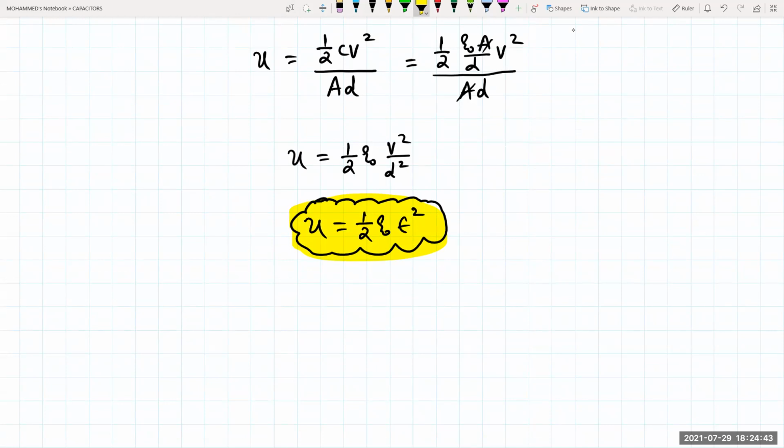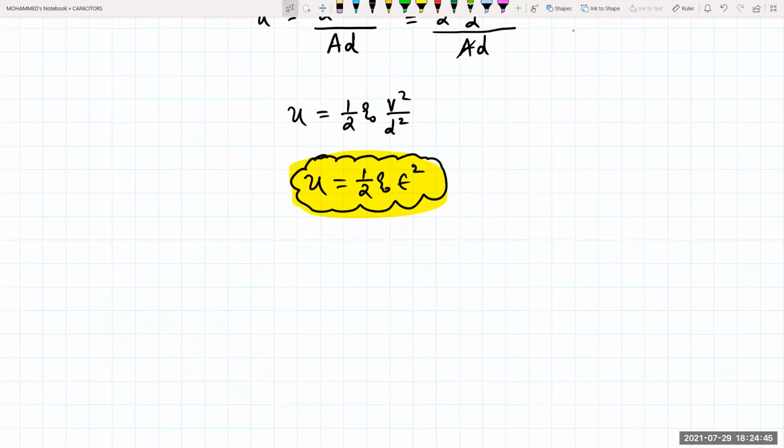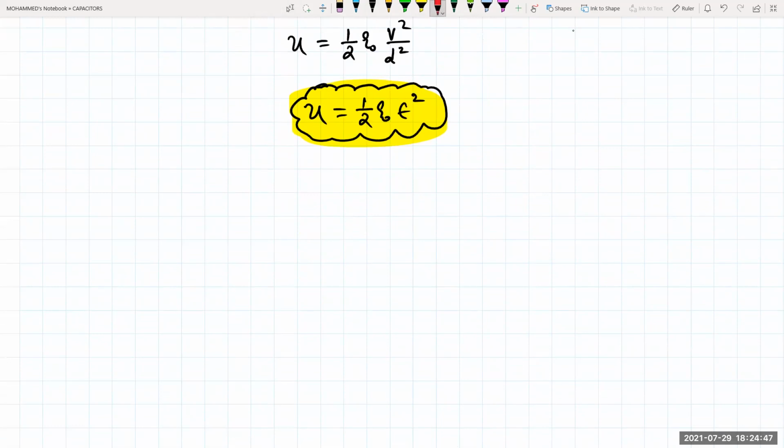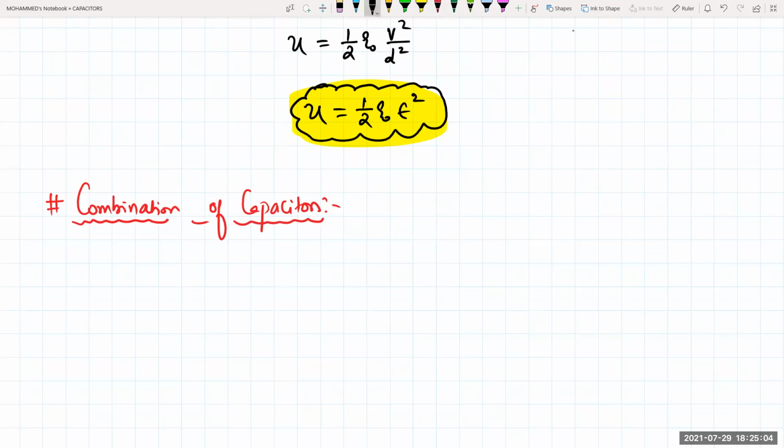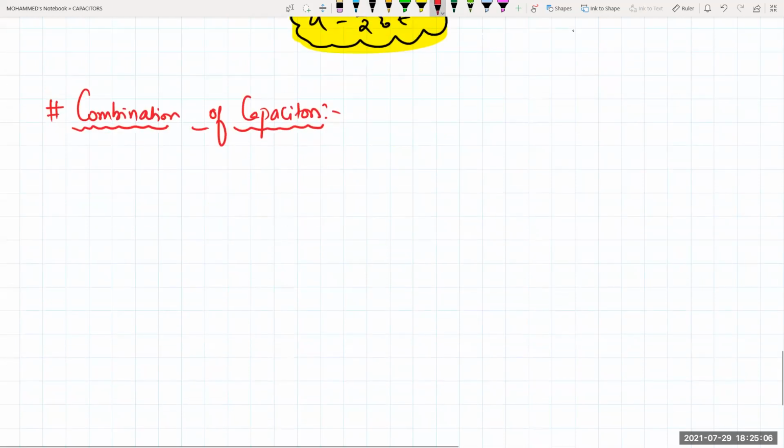Now, let's talk about capacitors in series as well as parallel combination. Next slide. Combination of capacitors. First one, that is about the series combination.